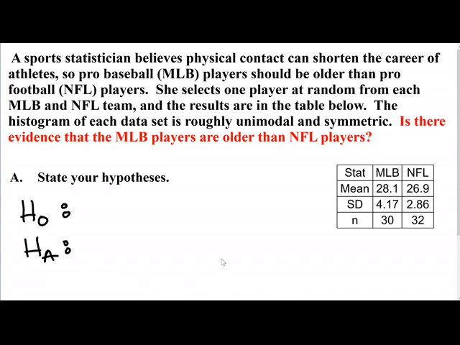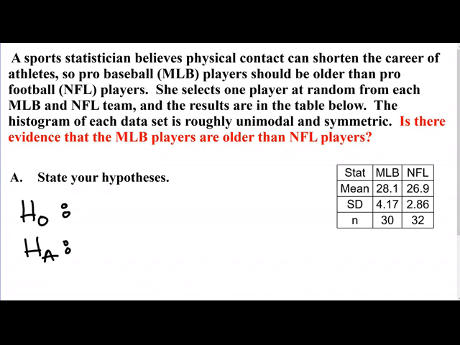So what she does is she selects one player at random from each team, and the results are below here. You don't have all the data, but you are told the histogram of each data set would be roughly unimodal and symmetric. And the question is, is there evidence that MLB players are older than NFL players?